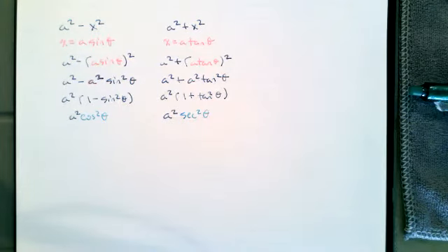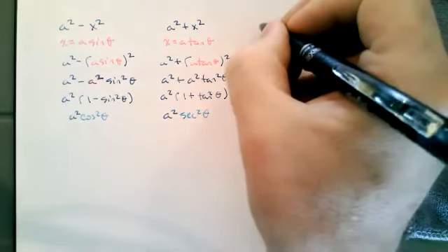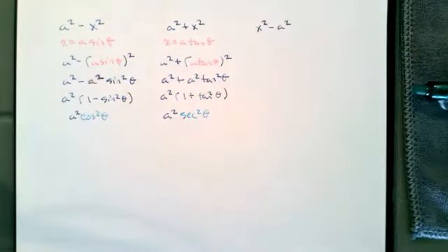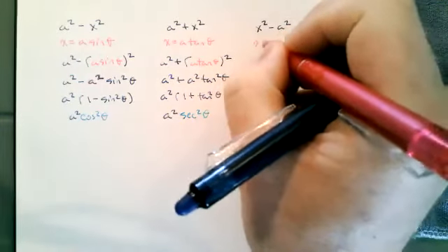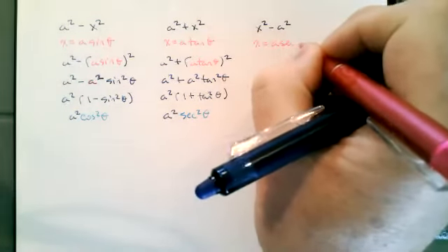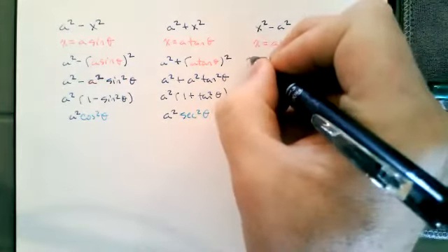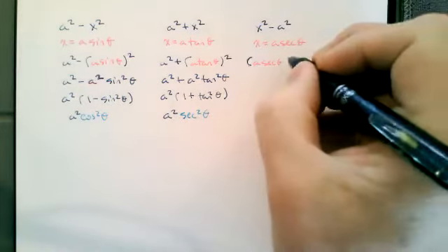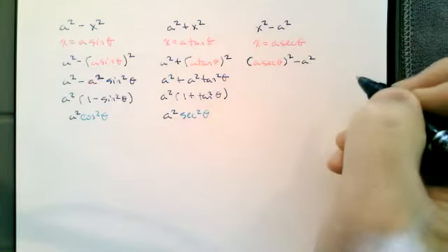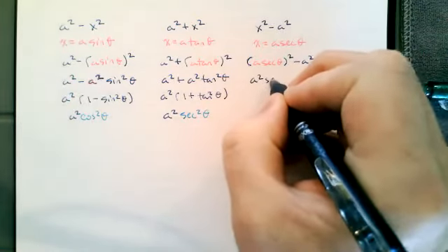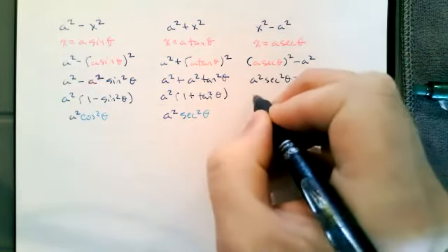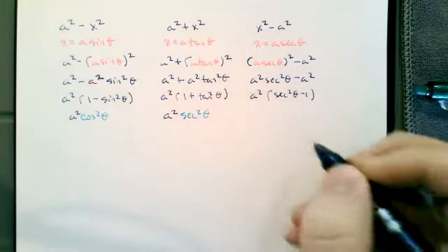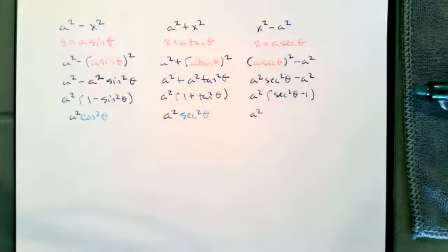The final form was the secant case. So the secant case is when the x squared is positive and the a squared is negative. And we're going to do the same thing we did in the other 2 cases, just with a different trig function. X is a secant theta. So I'm going to have a secant theta squared. So that gives us a squared secant squared theta minus a squared. Factor out the a squared, and that leaves us with a secant squared theta minus 1. And so we get a squared times tangent squared.